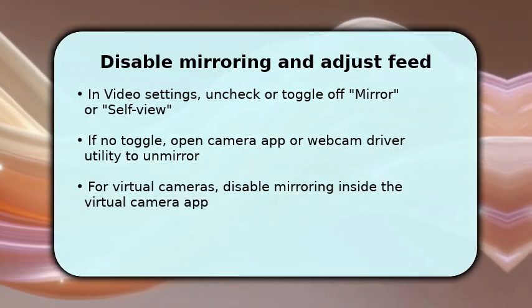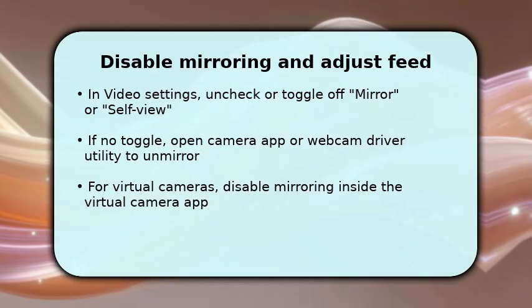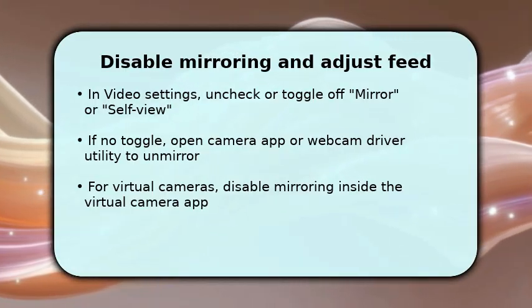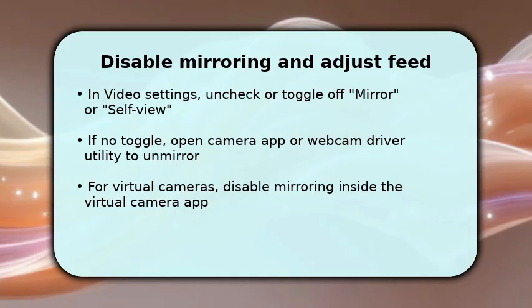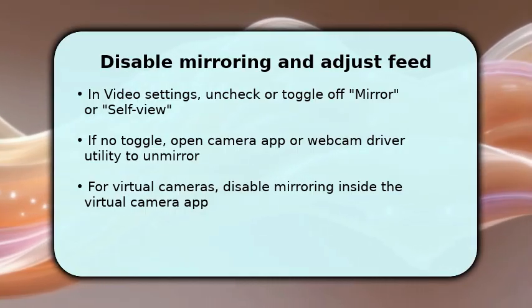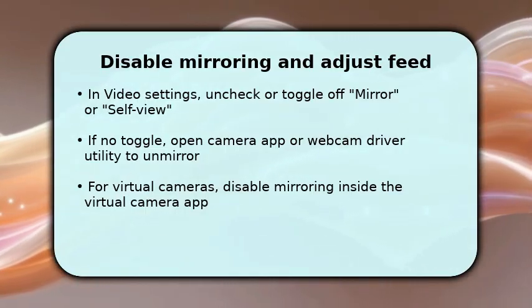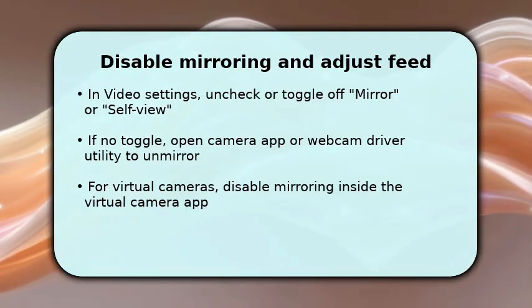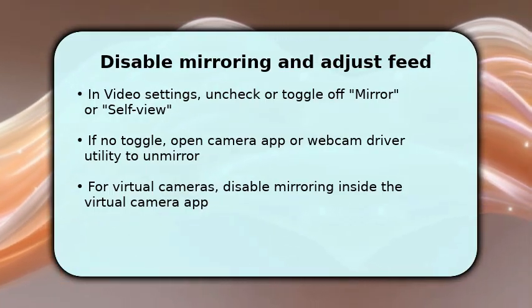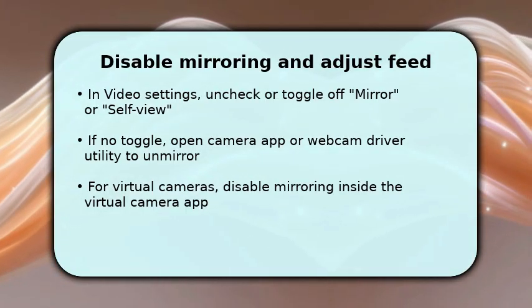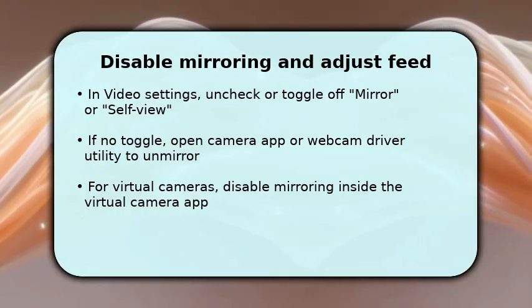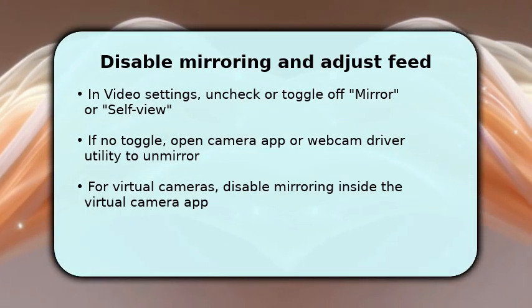If Meet doesn't show a mirror toggle, open your webcam's driver or vendor app. Logitech, Razer, or built-in camera utilities often host mirror settings. For virtual cameras like OBS or Minicam, open that program and disable mirroring there instead. Once done, return to Meet and verify the preview matches reality and text reads correctly.